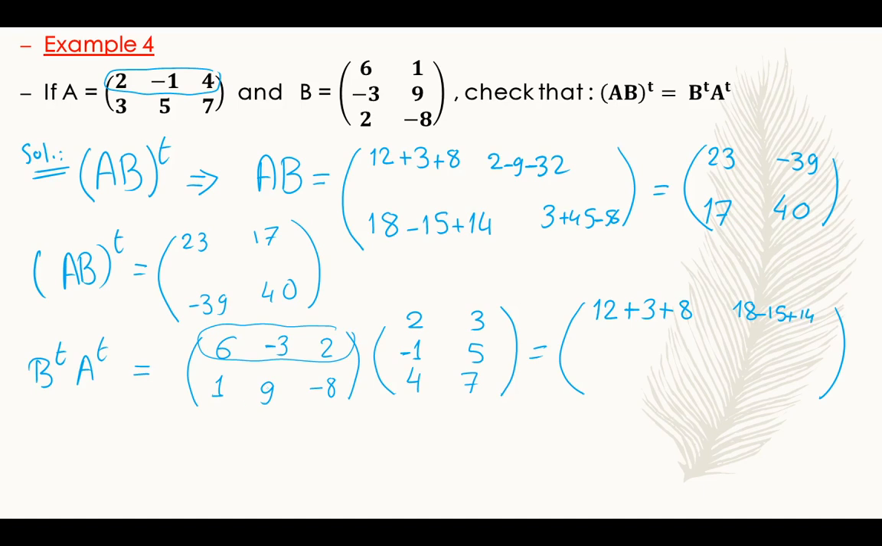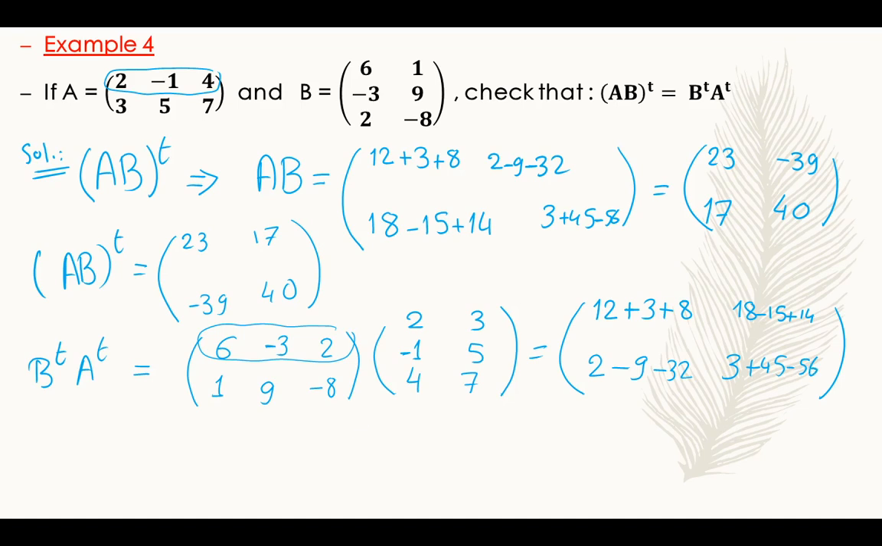1 times 2 equals 2. 9 times negative 1 equals negative 9. Negative 8 times 4 equals negative 32. And the last one, here, 1 times 3 equals 3. 9 times 5 equals 45. And negative 8 multiplied by 7 equals negative 56.